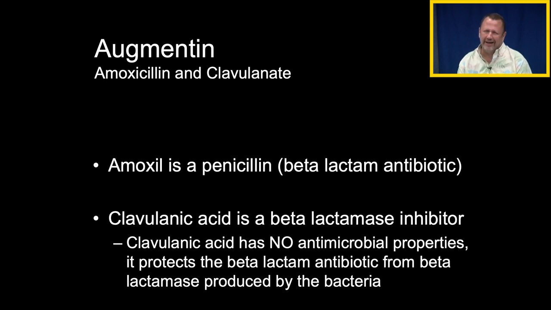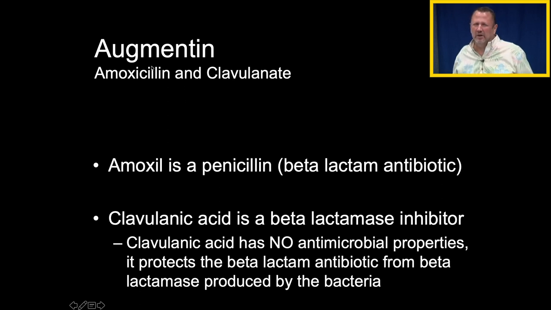Clavulanate, which is clavulanic acid, is a beta-lactamase inhibitor. Clavulanic acid does not have antimicrobial properties. What it does is it prevents the beta-lactam antibiotic from the beta-lactamase being produced. And so the clavulanic acid interferes with beta-lactamase, so beta-lactamase cannot destroy the penicillin. Amoxil is sensitive to beta-lactamase. Beta-lactamase will destroy the amoxicillin. And clavulanic acid prevents that from happening.